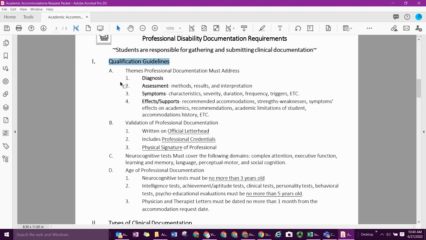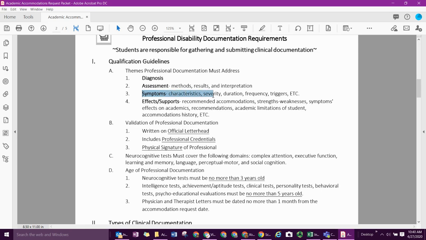This first category goes into the themes that professional documentation must address. First of all, diagnosis must be stated. Second, assessment. The diagnosis must have been made as a result of assessment. Method, results, and interpretation of that assessment will be evaluated. We're also looking for symptoms related to the diagnosis.